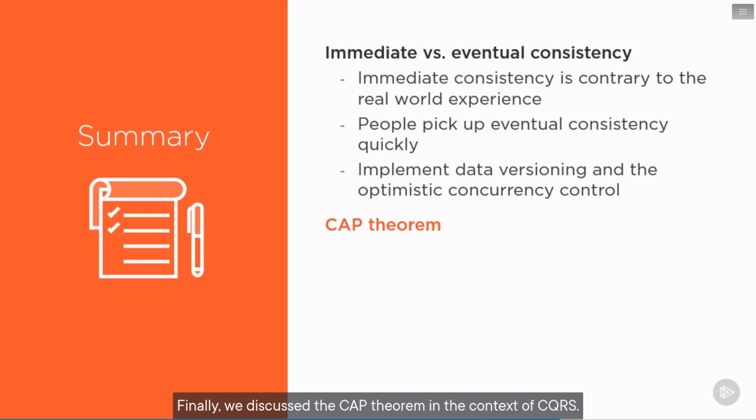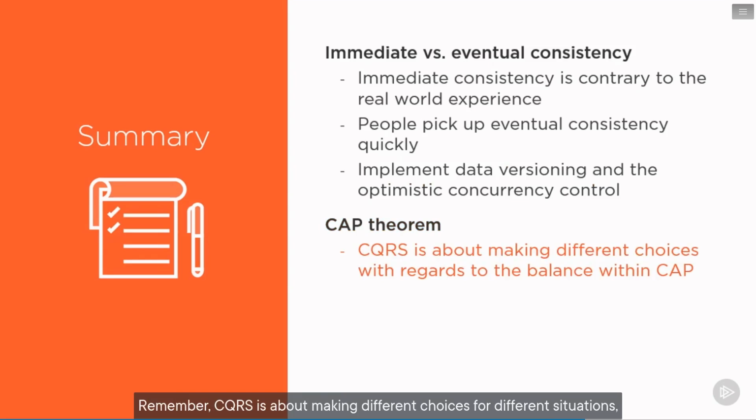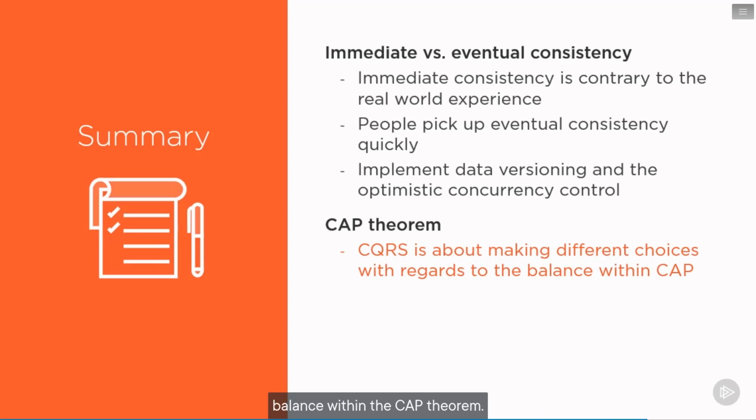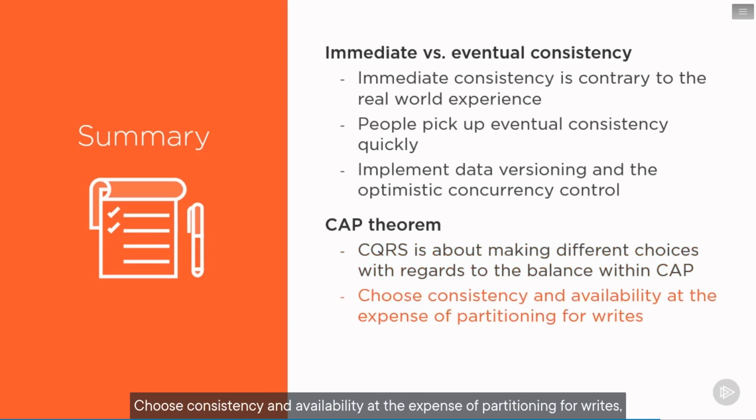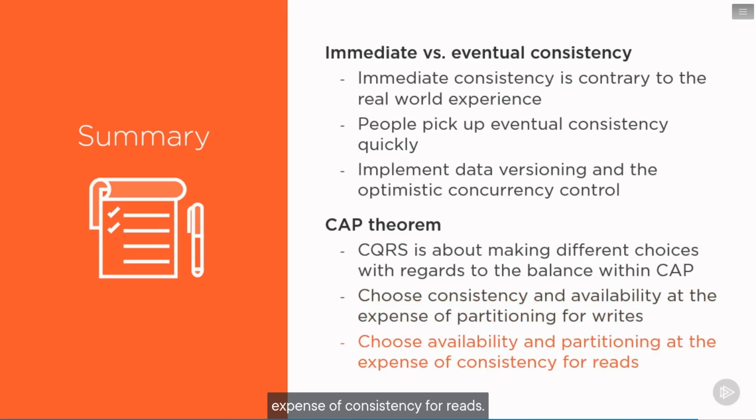Finally, we discussed the CAP theorem in the context of CQRS. Remember, CQRS is about making different choices for different situations, particularly for read and write sides of your application. And that is also true when it comes to finding the balance within the CAP theorem. Choose consistency and availability at the expense of partitioning for writes, and choose availability and partitioning at the expense of consistency for reads.